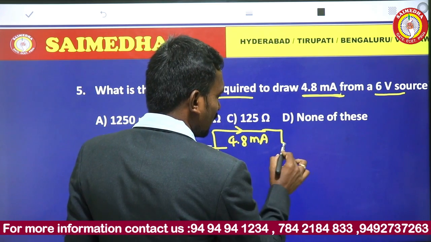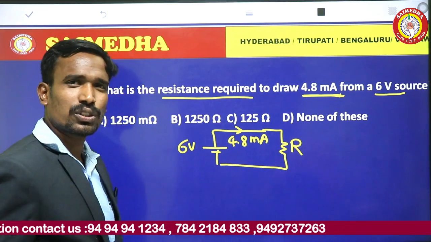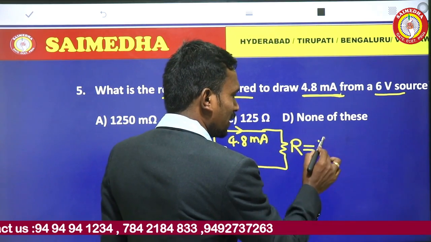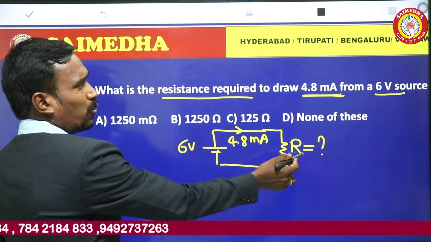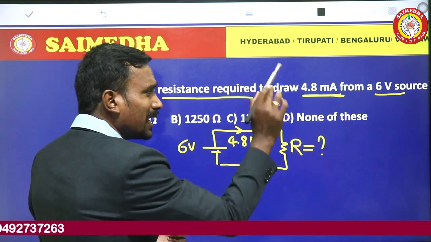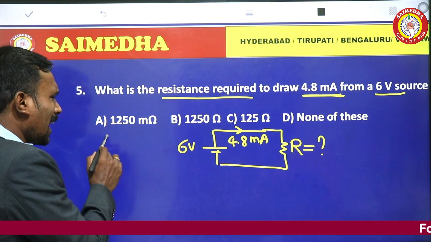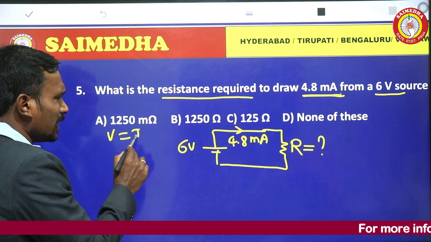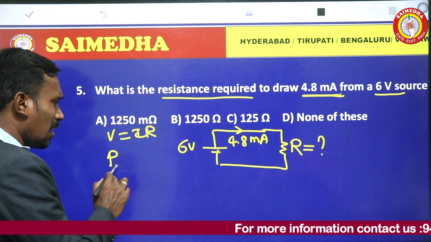Then what is the resistance we have to take? This is the question. Very simple question. What is the resistance required to draw 4.8 milliamperes? Very simple. So tell me, V is equal to IR. From this I want the resistance R.